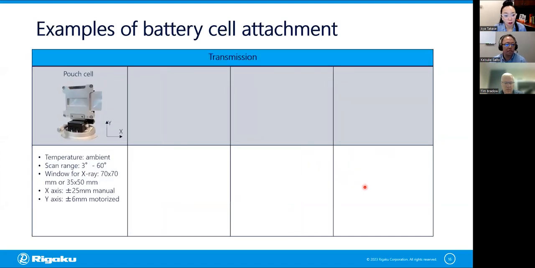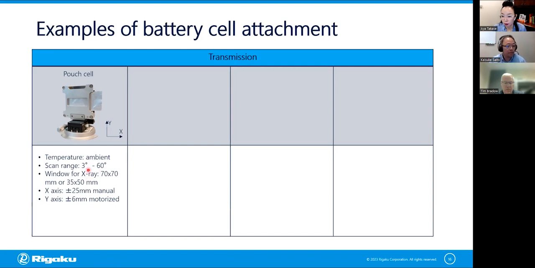What about transmission stages? This is a single point pouch cell. Temperature-wise, it's done under ambient temperature. Scan range for X-ray diffraction is 3 to 60, which is smaller, if you remember the reflection geometry sample stages, because for transmission we assume high energy X-rays like molybdenum or silver to transmit through the structure. By having hard X-rays, or shorter wavelength, high energy X-rays, the diffractogram is compressed. If you joined the first part of the webinar last time, we discussed that. If you missed it, we have a YouTube video, so please watch it. There we discuss how the diffractogram changes depending on the radiation used.